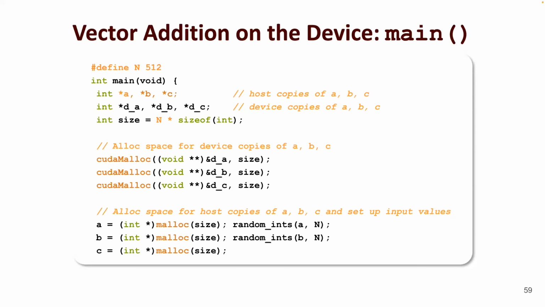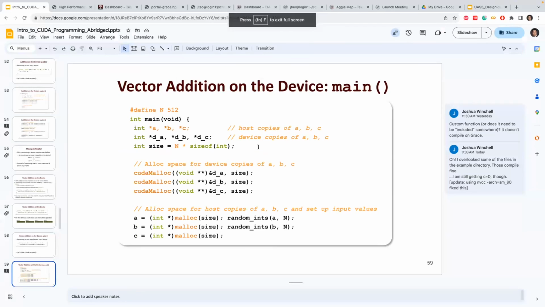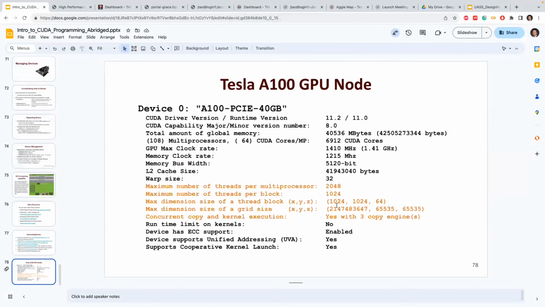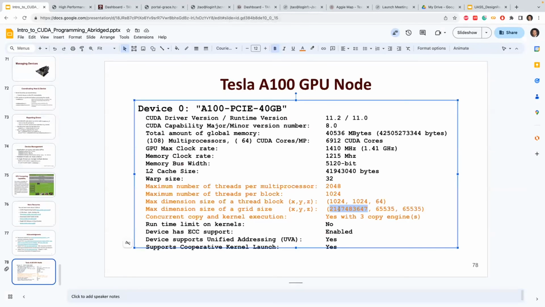Is there any limit for the number of entries in the vector, the n? It's a huge number. Let me double check the number. Let me show you this one. N is about this big. That's about, let me count, 2 billion, right? That's about 2 billion.